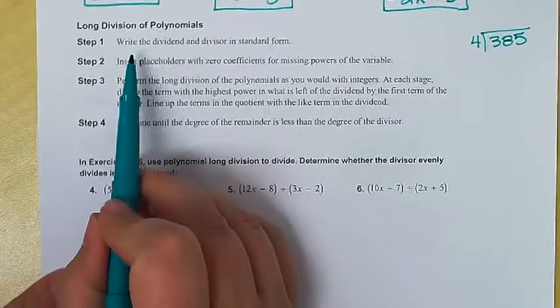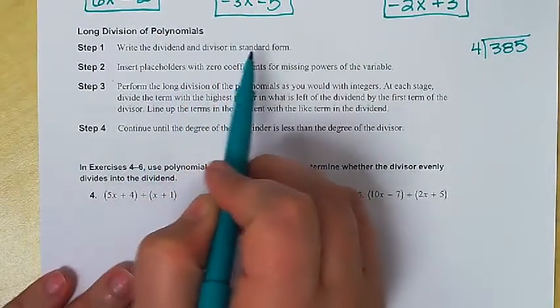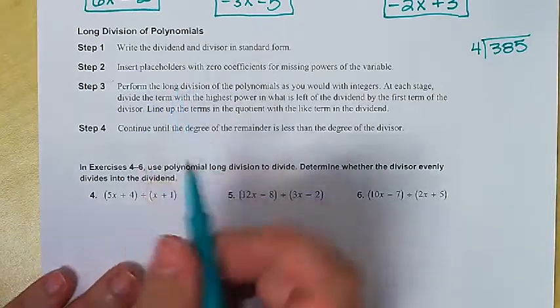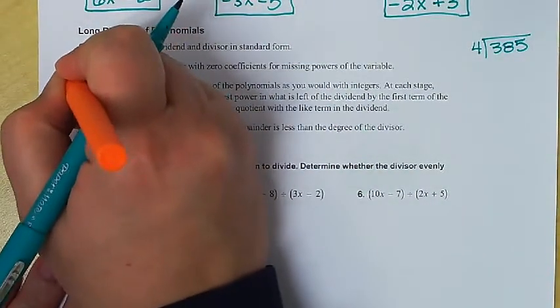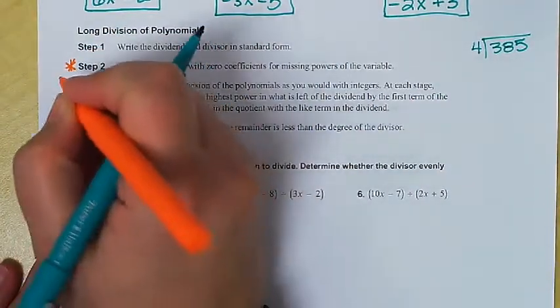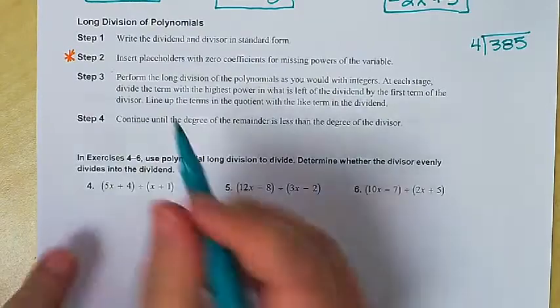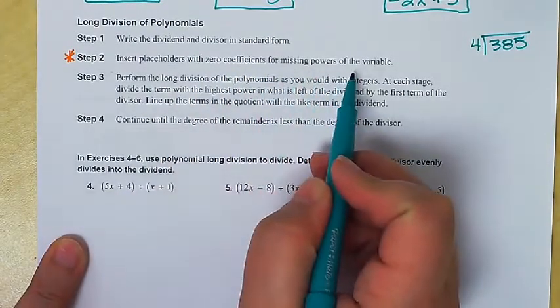Okay, so you write your dividend, which is what you're dividing. Make sure that it's in standard form. Then you're going to insert placeholders, and actually put a little asterisk next to that, because that is one small thing that is different than with regular numbers, and you want to make sure you don't miss that step. So you're going to insert placeholders with 0 coefficients if there are any missing powers.